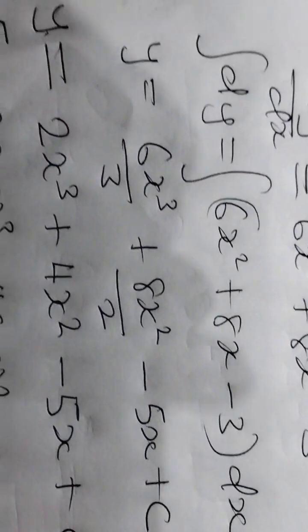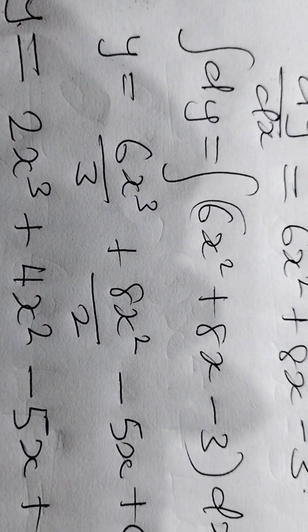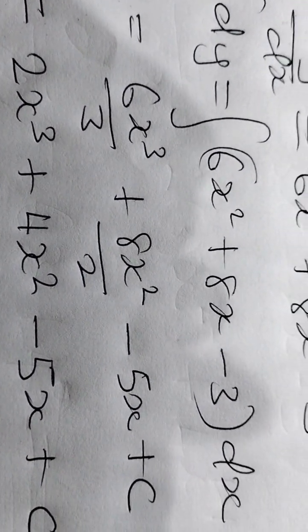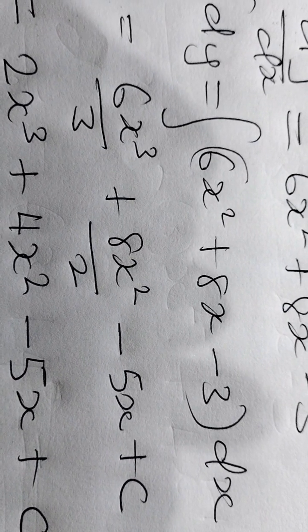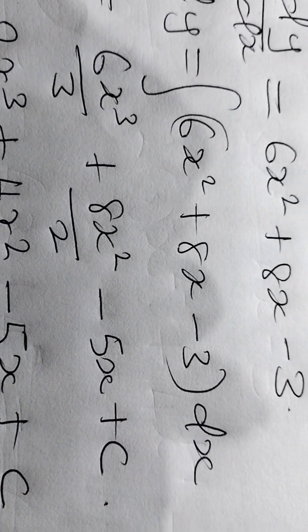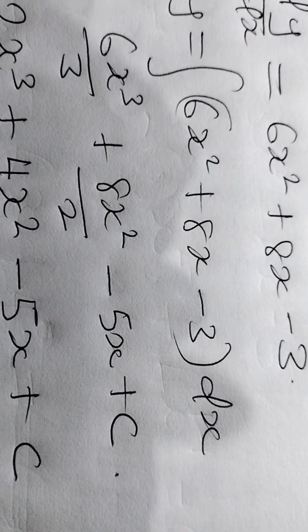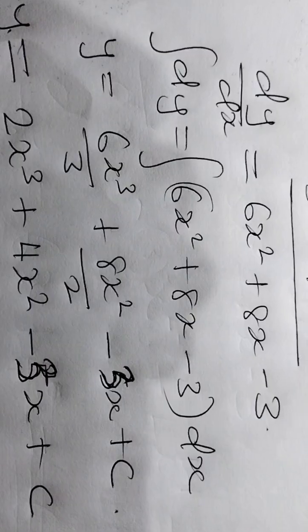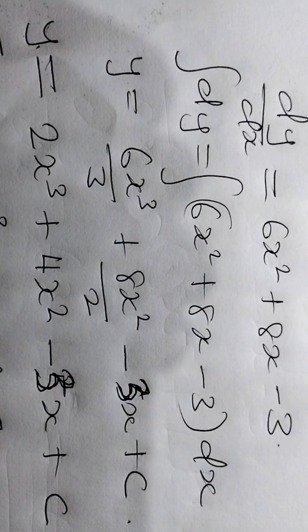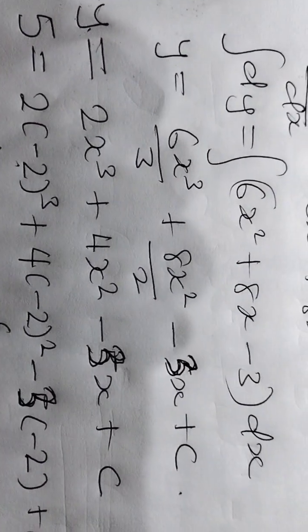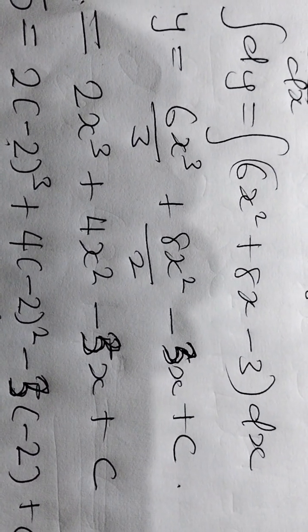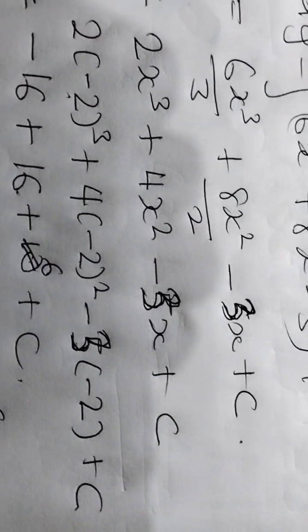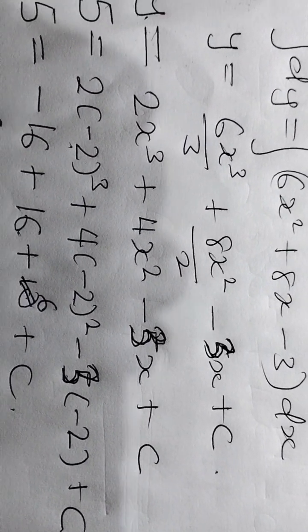then dx. Integrating, y now becomes 6x cubed over 3 plus 8x squared over 2 minus 3x. So y equals 2x cubed plus 4x squared minus 3x plus c. That's the constant of integration.